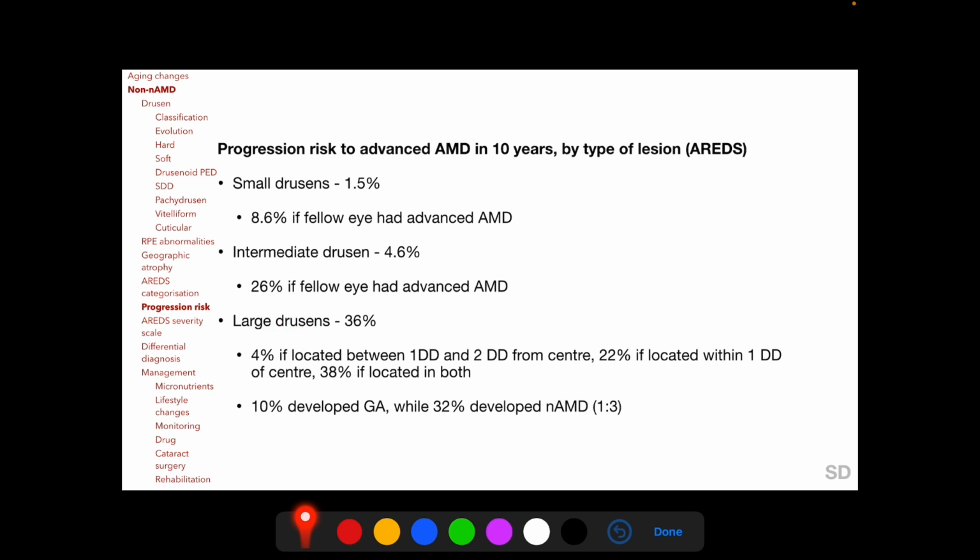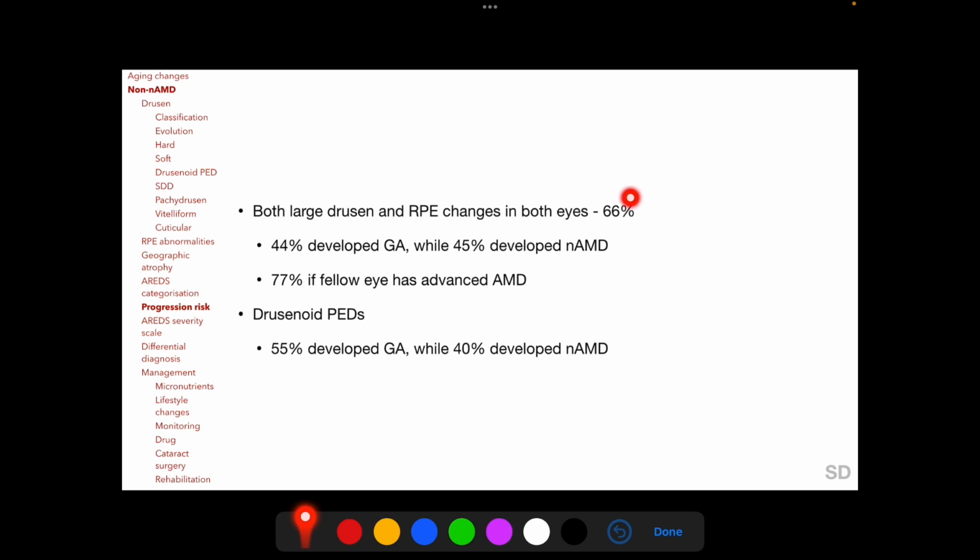And among patients with baseline large soft drusen who develop advanced AMD within 10 years, the number of eyes progressing to neovascular AMD was 3 times more than the number of eyes progressing to advanced non-neovascular AMD. And also, there are a few eyes which develop both geographic atrophy and neovascular AMD. And the risk of developing advanced AMD was even higher in eyes with both large and soft drusen as well as retinal pigment epithelial changes in both eyes.